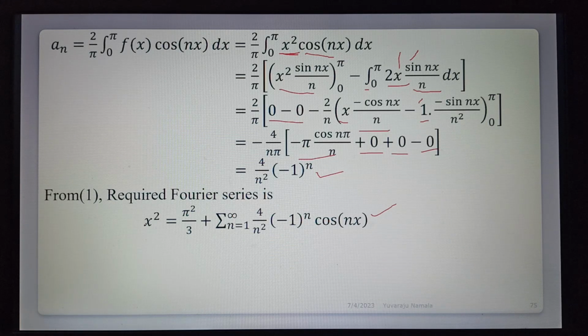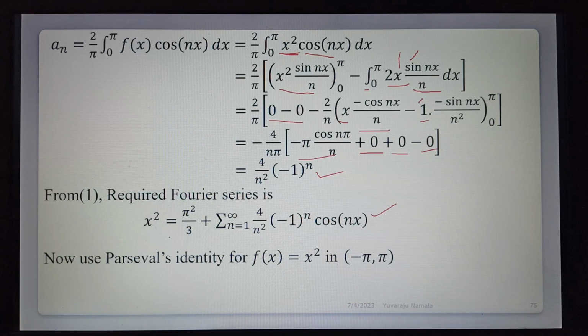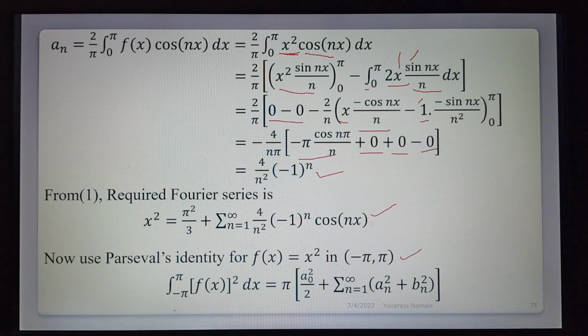Okay, now we have to show the given condition by using Parseval's identity for the given function x square. So this is the Parseval identity in the interval minus 5 comma 5: the integration from minus 5 to 5 of f of x whole square into dx is 5 into a0 square by 2 plus summation n is equal to 1 to infinity of an square plus bn square. Substituting a0, an, bn, and also substituting x square for f of x in the integration.